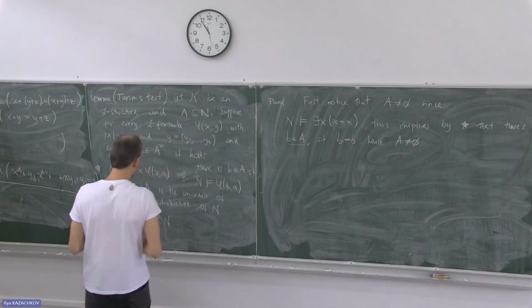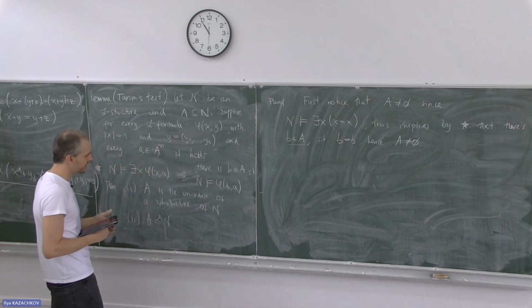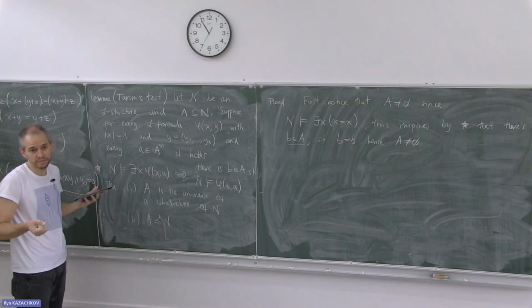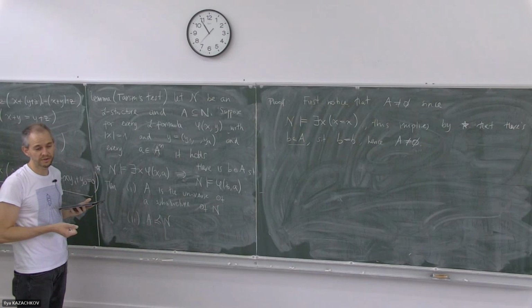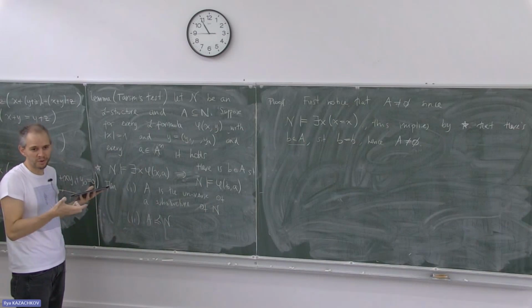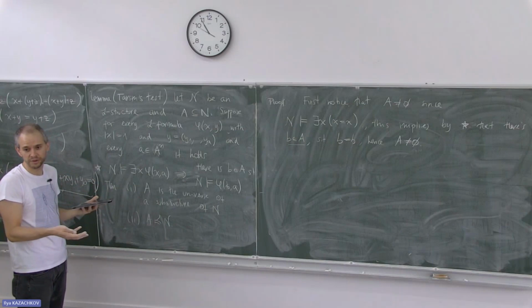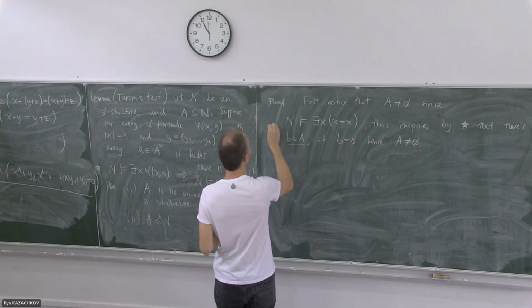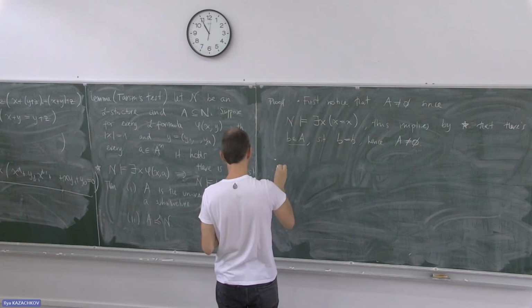So now if we want to show that this is really the universe of a substructure, we need to show that it has to be closed under the function symbols of my language, right? If I have a substructure, for every function symbol we need an actual interpretation in this substructure. So we need to be sure that this set A is closed under all function symbols of my language. This is perhaps the first part.